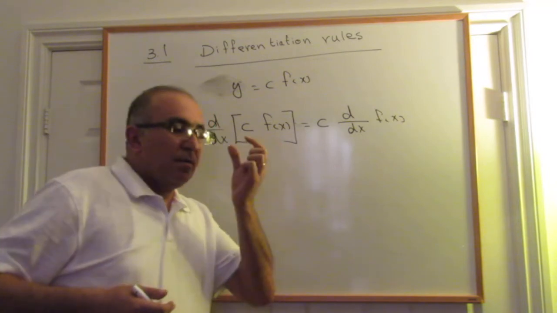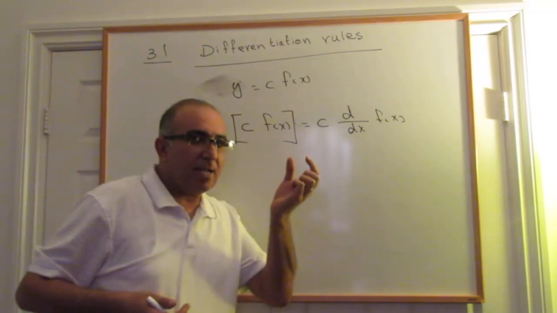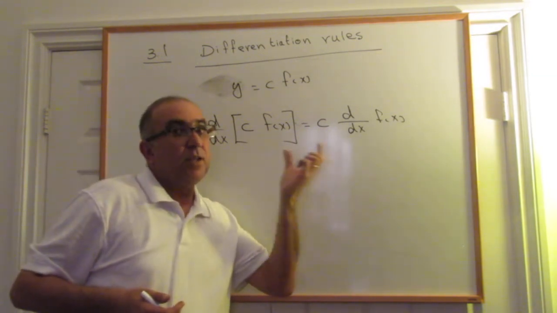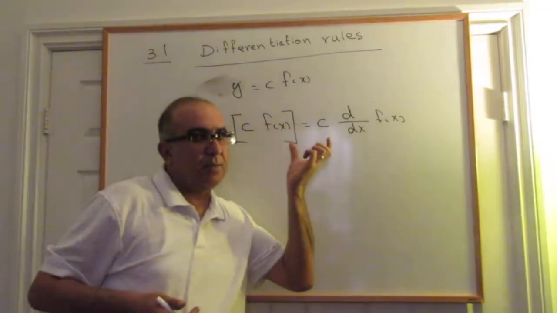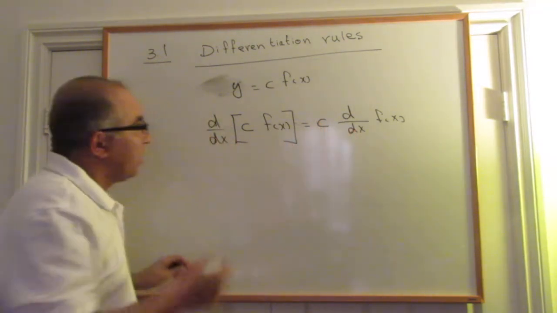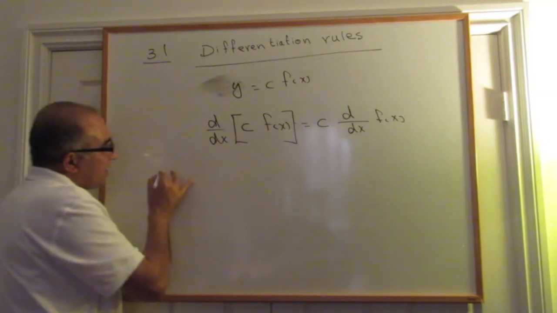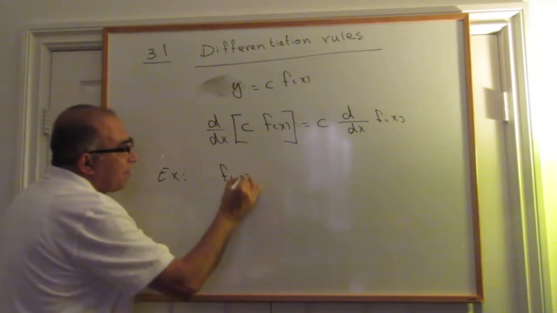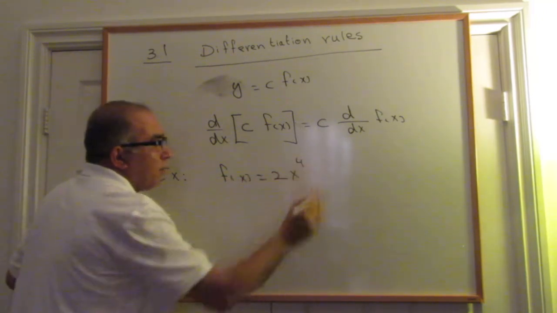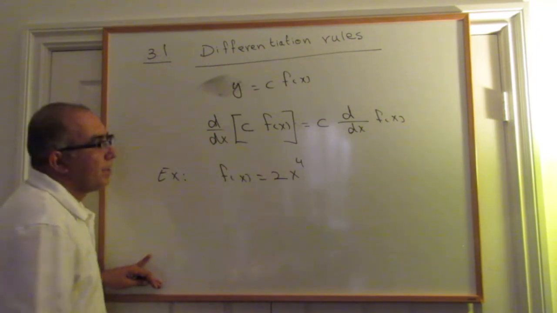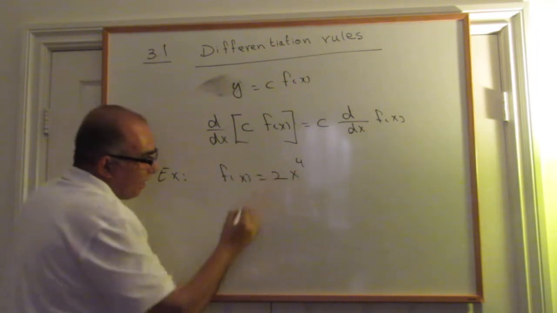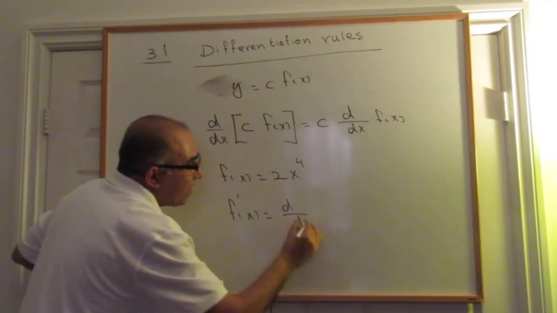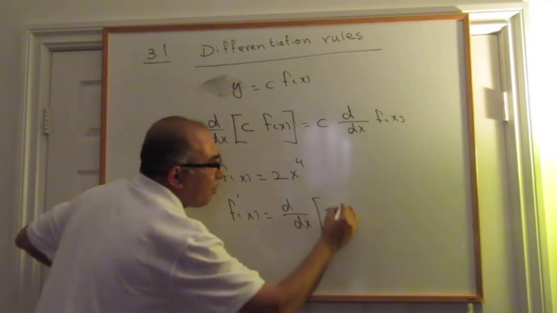If you remember in chapter 2, if you have a constant, you take the constant before the limit and you take the limit of the function. You take the limit of the part that has the variable in it, right? It's the same thing. If I do an example for it, for example, f of x equals 2x to the power of 4. 2 is my c. Then I can write f prime of x equals d over dx of 2x to the power of 4.